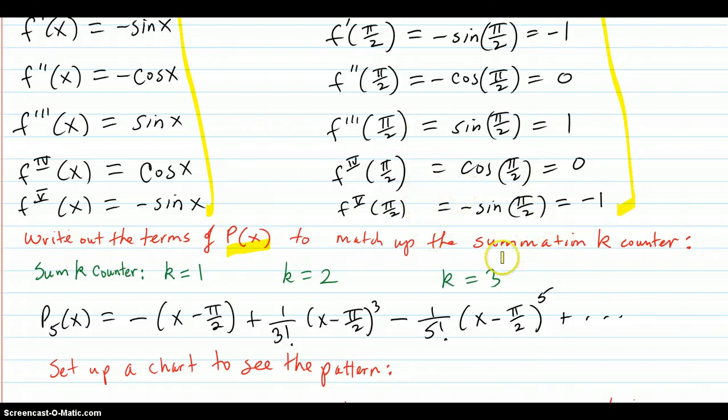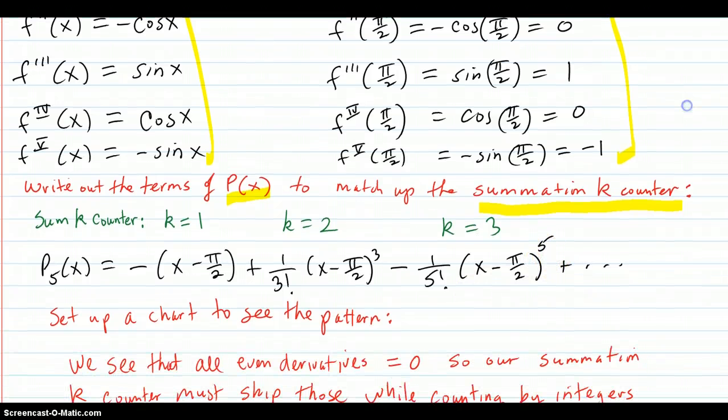and match up with the summation k counter. So this counter k in a summation has to go one integer at a time. You can't skip. So all the skipping that occurs you have to put inside the summation. So here's your summation k counter, k equals 1, k equals 2, k equals 3. And this is what has to get accomplished for those various k's. Negative this, plus all this, minus all that, plus dot dot dot.